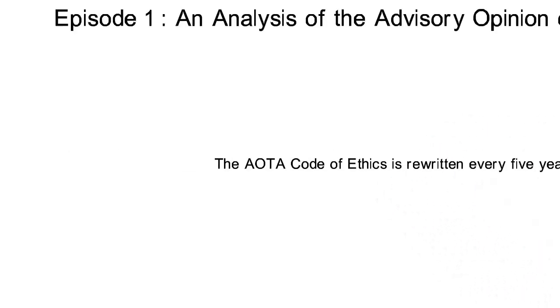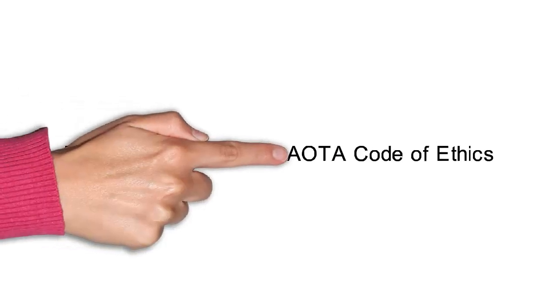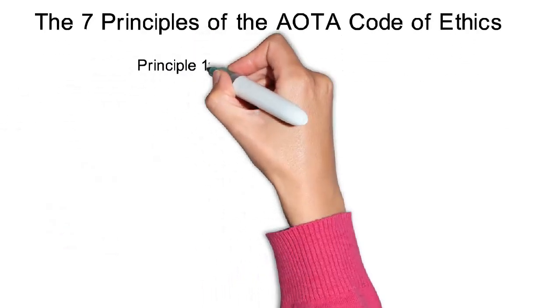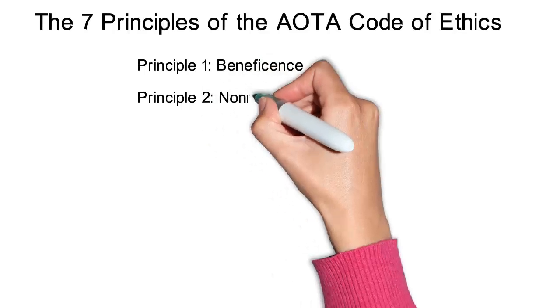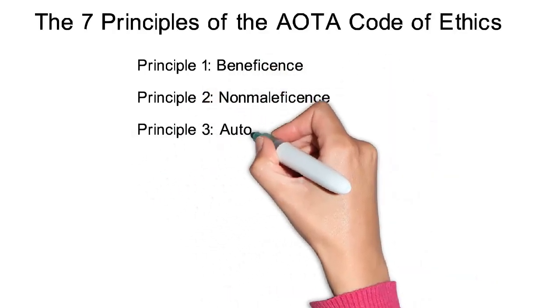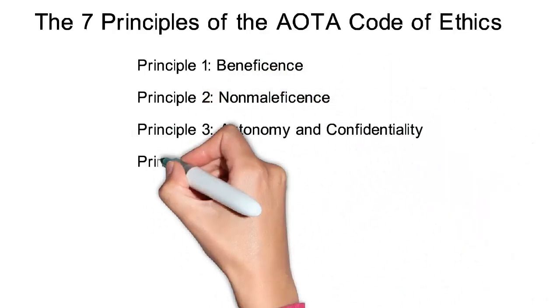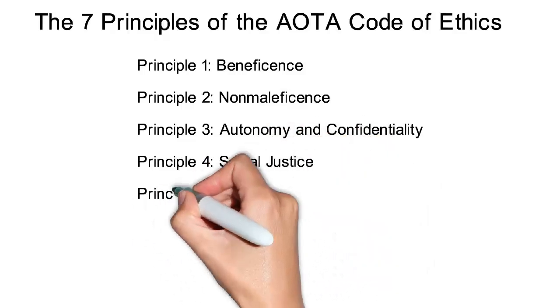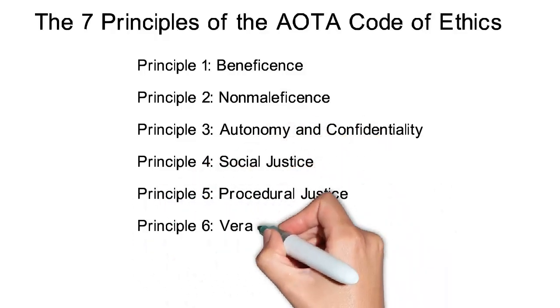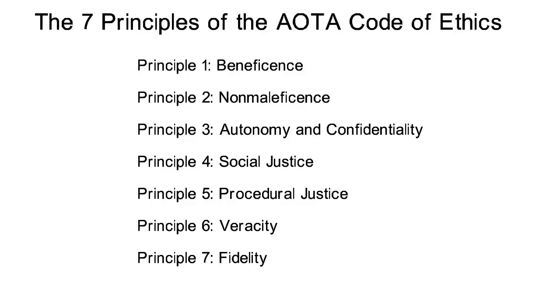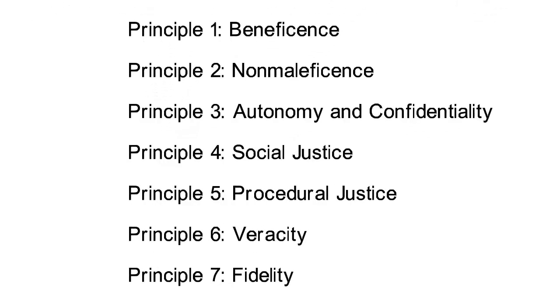The 2010 Code of Ethics consists of 7 core principles. These are beneficence, non-maleficence, autonomy and confidentiality, social justice, procedural justice, veracity and fidelity. The new addition to this list of principles was social justice.